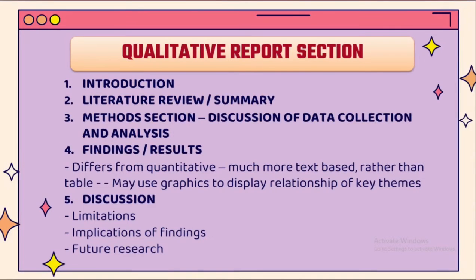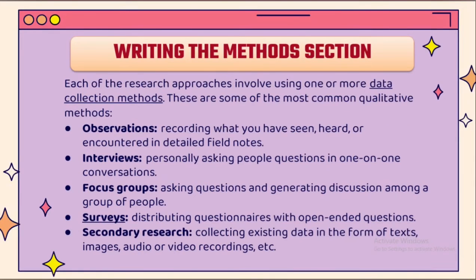And there are 5 sections in a qualitative report. The first is introduction, the second is literature review or summary, the third is method section or discussion of data collection and analysis, the fourth is findings or results, and the fifth is discussion. Next, I'm going to explain about writing the method sections.